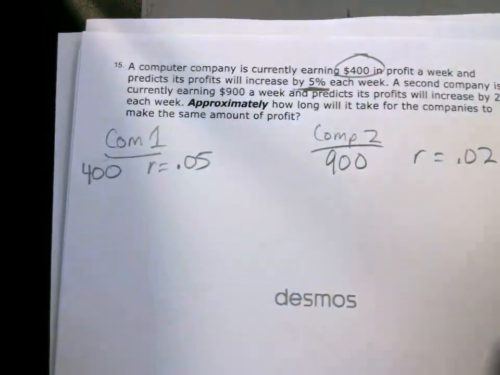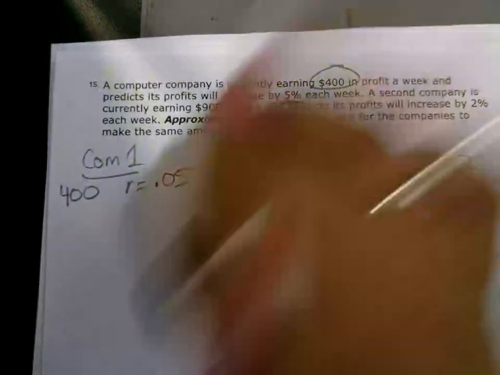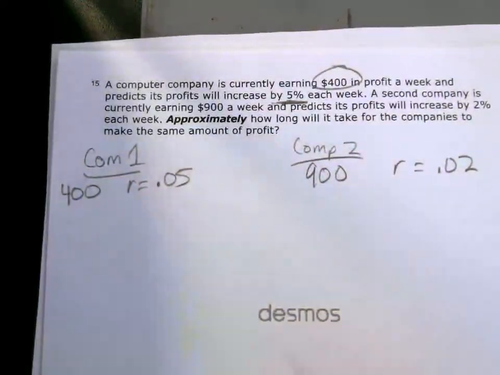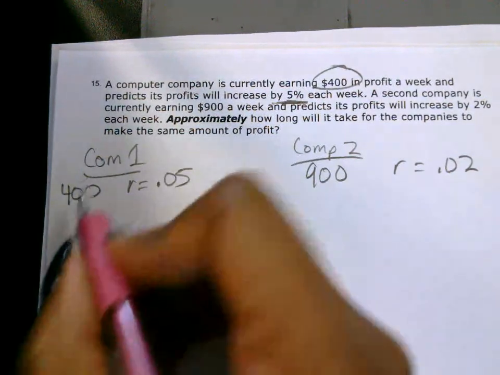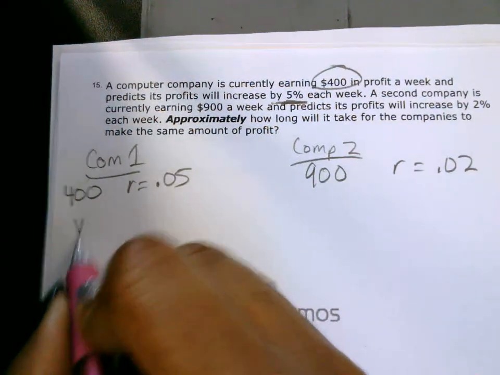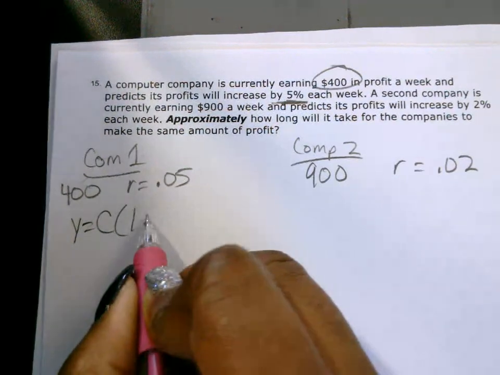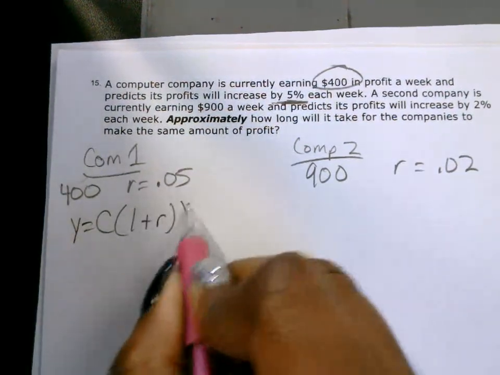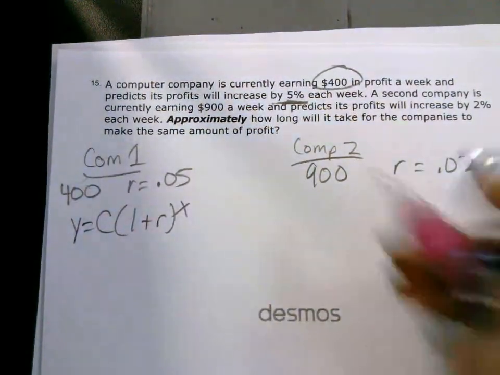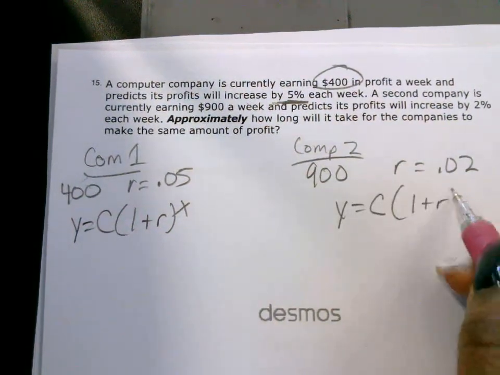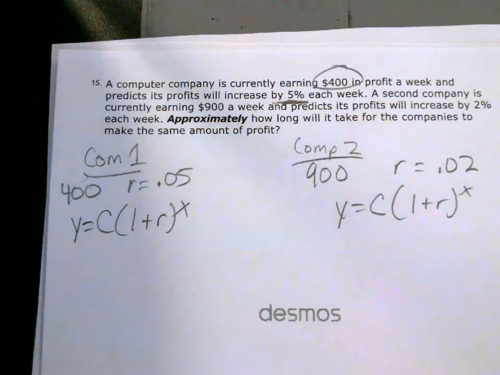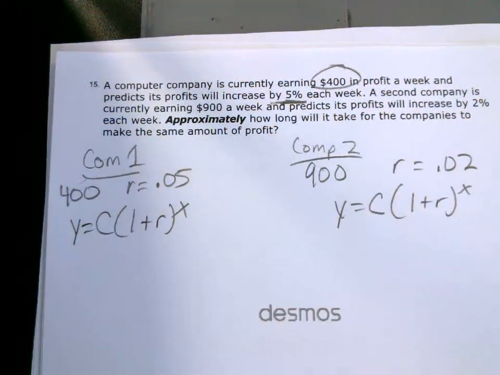All right. So what kind of function is the first company? Growth. What's the formula for exponential growth? Y equals C parentheses 1 plus R to the x power. This is also growth, so we're going to write the same thing here, or to the t power. Same thing. Okay.